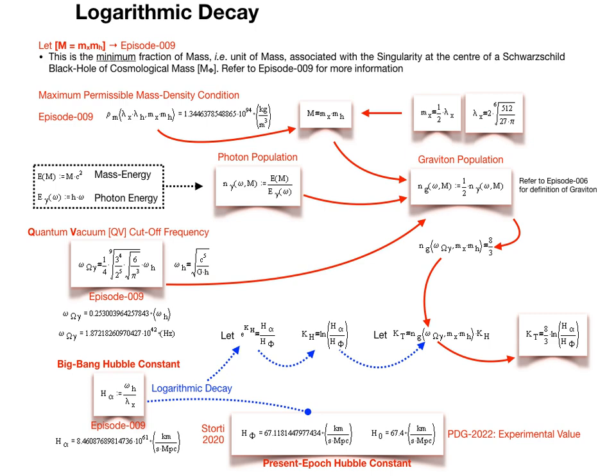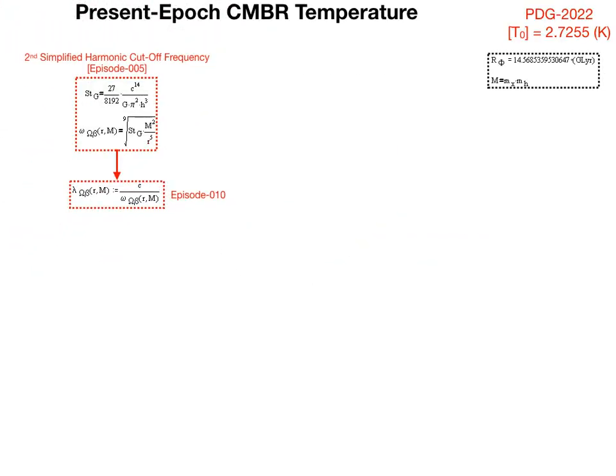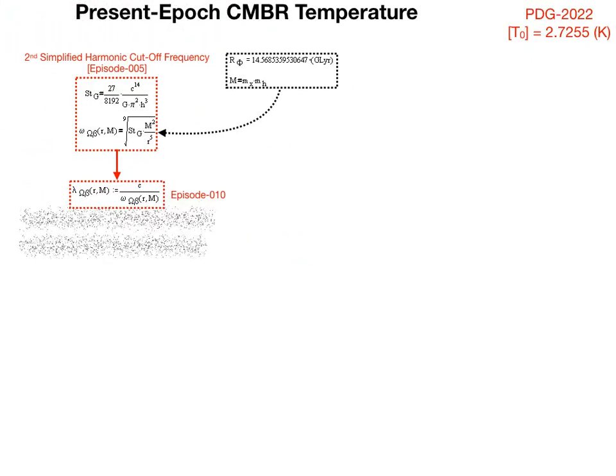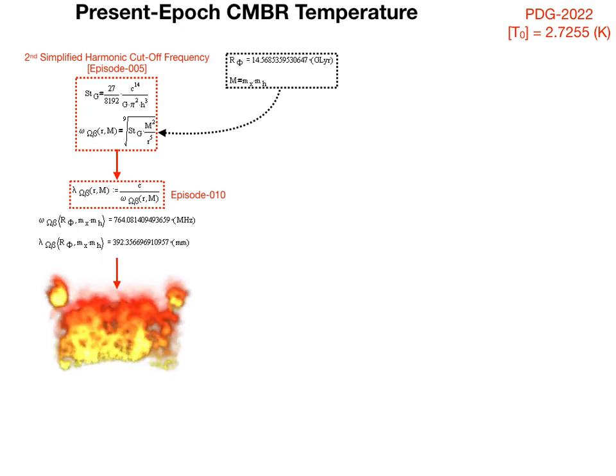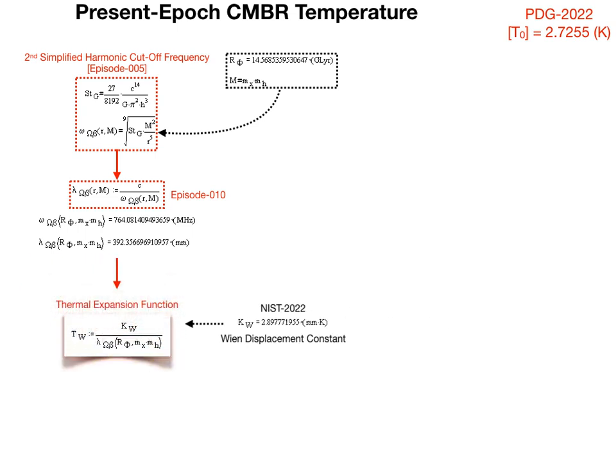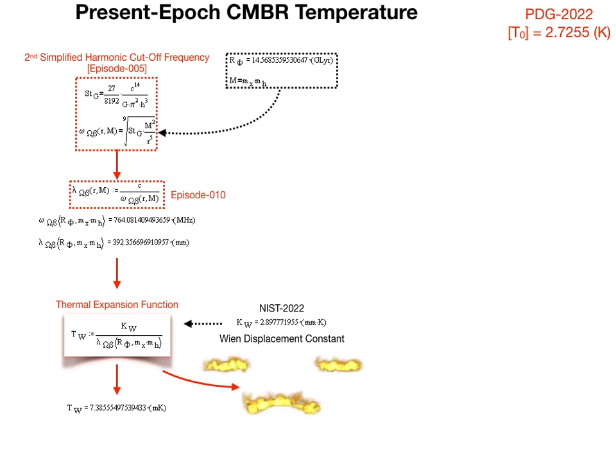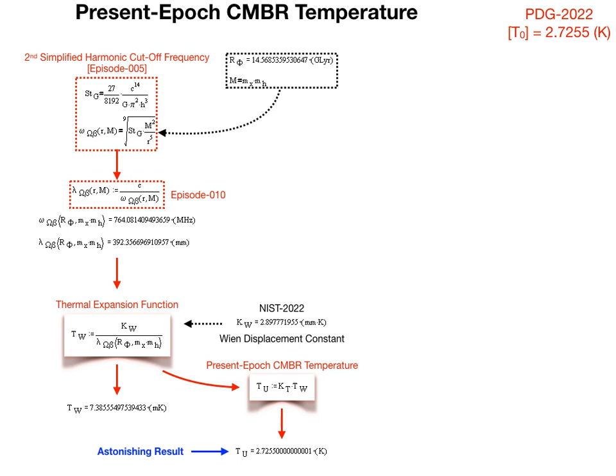background radiation temperature. The last thing we need to do in order to complete the derivation of the cosmic microwave background radiation temperature is establish the thermal expansion function. This is a very simple activity and should pose no conceptual difficulty. We commence by utilizing the wavelength associated with the second simplified harmonic cutoff frequency, as presented in episode 10. If we evaluate the wavelength at the Schwarzschild radius for a black hole of cosmological mass, that is, at the Hubble length, we obtain the thermal expansion function as shown.